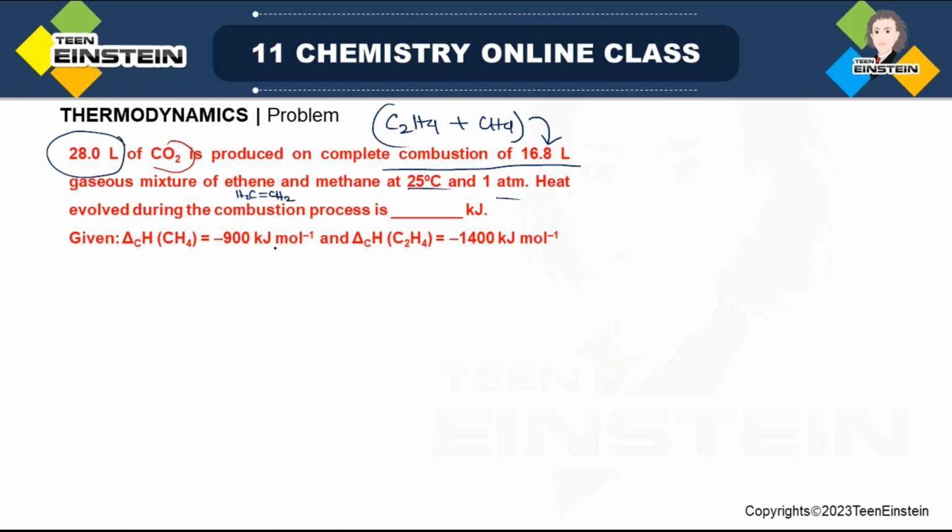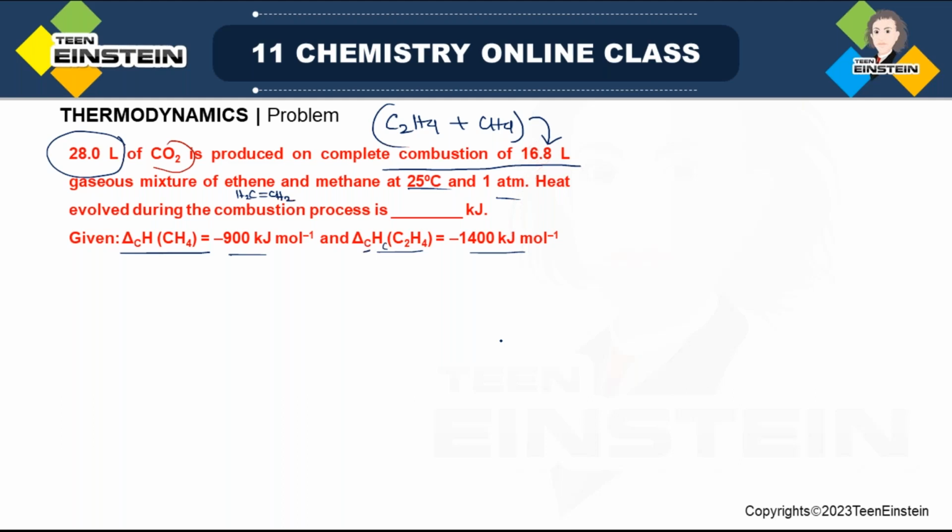Conditions given, heat evolved during the combustion process, that we have to find. Some information is given. Individual heat of combustion, that is CH4 minus 900 kilojoule, and heat of combustion, you can put the subscript C here also, it doesn't matter. That value is also given. So from this information, final volume of CO2 given, initial volume of the two hydrocarbon reactants, that is also given. From this we have to find the heat evolved during the combustion process.